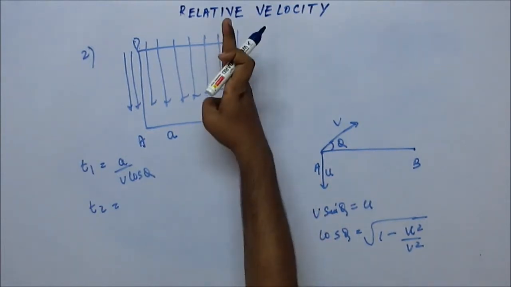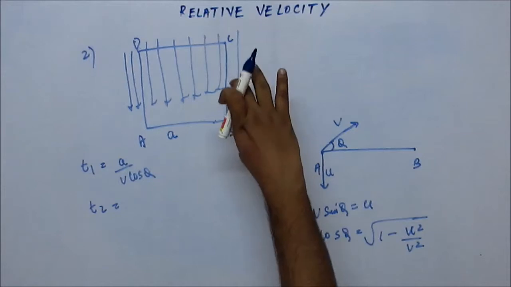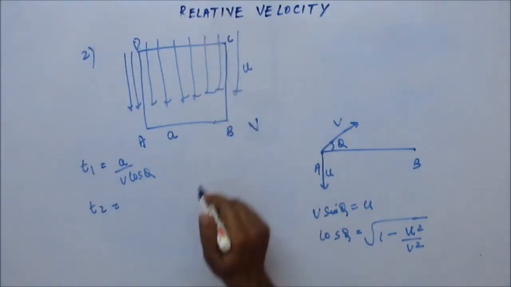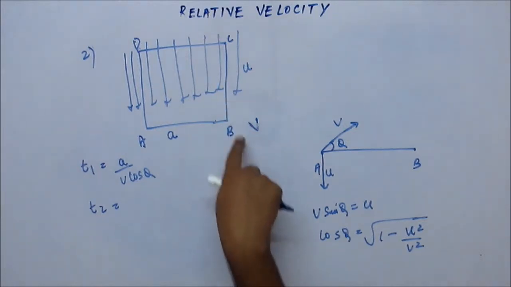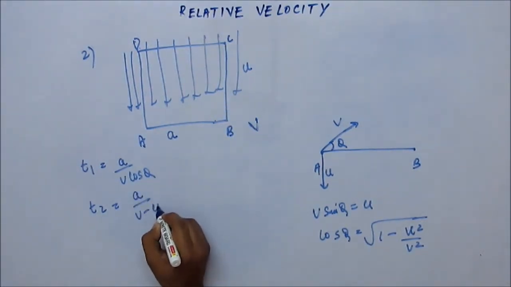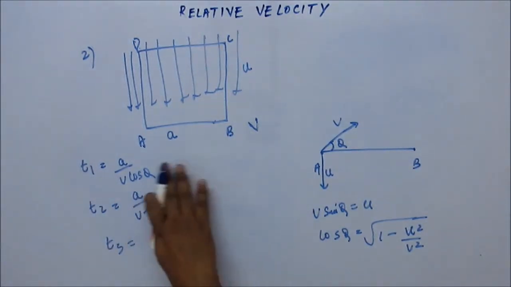You're going against the wind, and they are anti-parallel to each other. So v will be in this direction, u is in just the opposite direction, so the net speed would be v minus u. So that would be a upon v minus u. And t3 would again be exactly the same as from A to B.